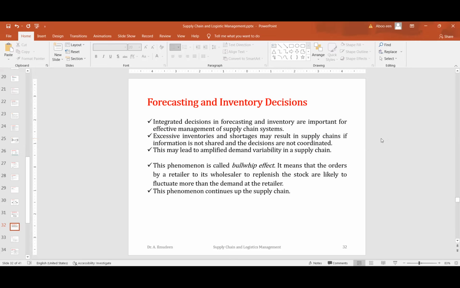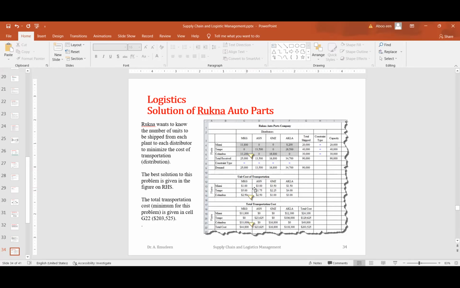Unit cost of transportation. Now here you see from Miami to MKG $1, ASN $3, and MGZ $3.5. Likewise, it goes. Now, the total transportation cost they want to calculate. And here you see 11,000 $1, $11,800.